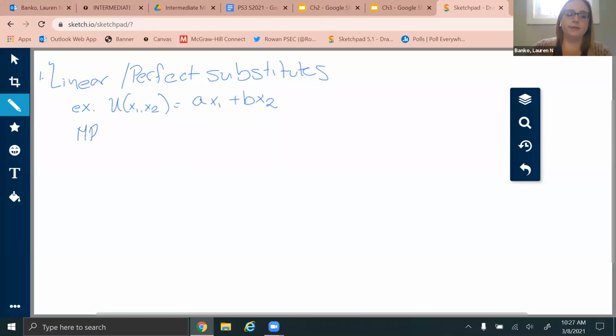And for the MRS, well, this looks like, take the partial derivative with respect to x1. It's going to be a. And then the partial with respect to x2 is b. This is a constant MRS and something we can use as we go forward. If I give you one of these equations with numbers, instead of really thinking about the partial derivatives, you can just take those numbers, a over b, depending on what I give you. So there's kind of a shortcut here. Makes our lives a little bit easier.